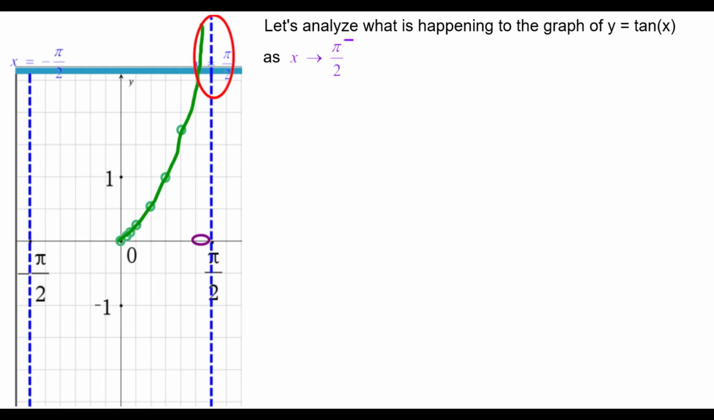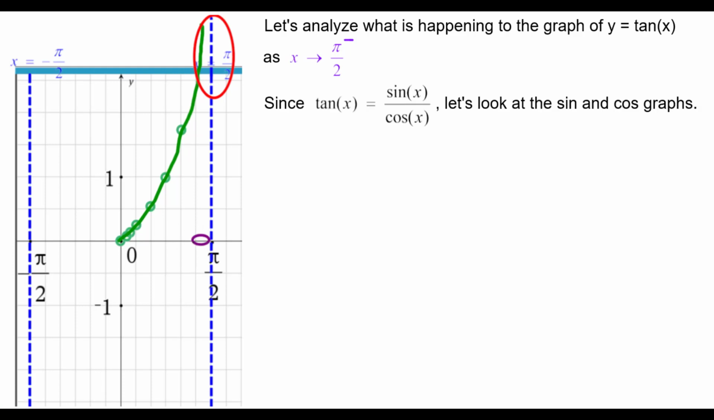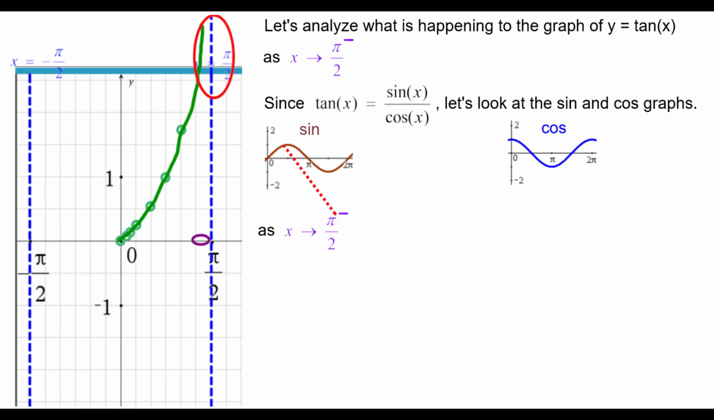So let's analyze what is happening to the graph of y equals tangent x as x approaches pi over 2, but from the negative side here. Tangent is sine divided by cosine, so we're going to look at both the sine and the cosine graphs. On the sine graph, as x gets closer and closer to pi over 2 from the negative or left side, the sine is getting closer and closer to the value of 1. So for example, let's say the sine of x is 0.999. That's pretty close to 1.